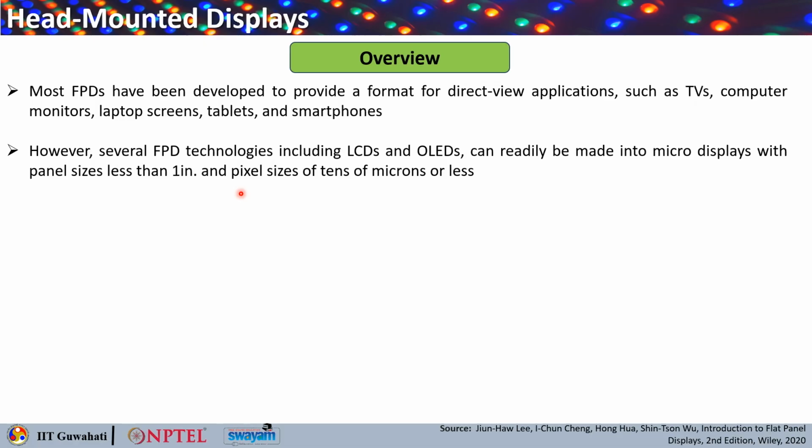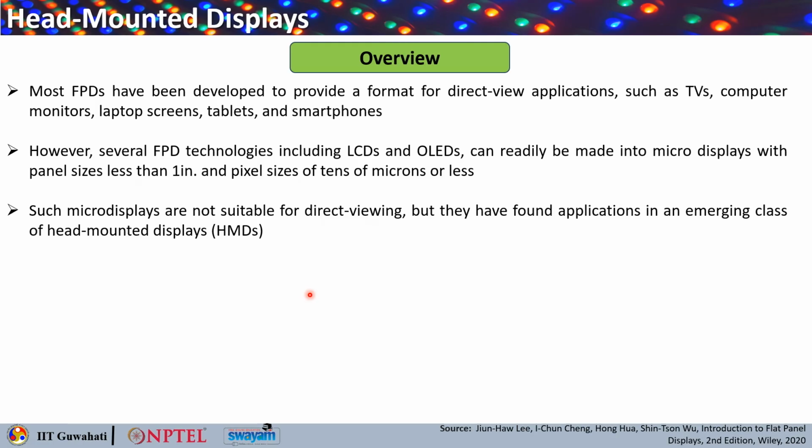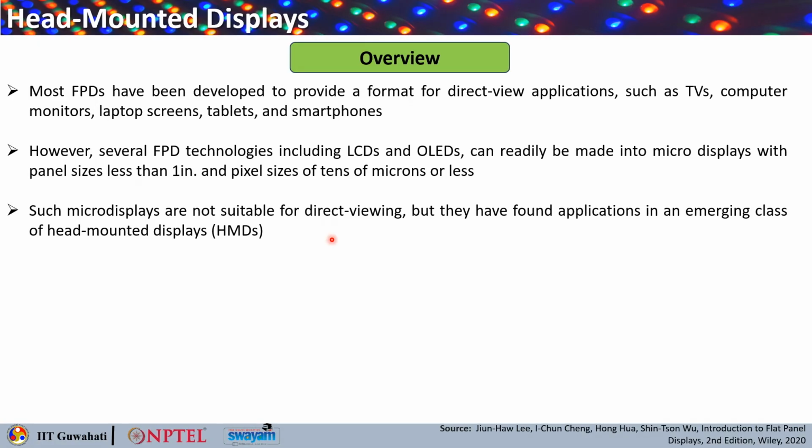However, several FPD technologies including LCDs and OLEDs can readily be made into micro displays, where the panel size is less than 1 inch, and you can have pixel sizes which are tens of microns or even smaller. Such micro displays are not good for direct viewing. You cannot see a display which is very tiny, less than 1 inch. However, they have applications in this emerging class of head mounted displays.